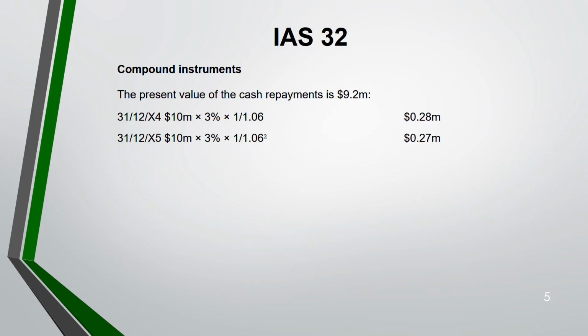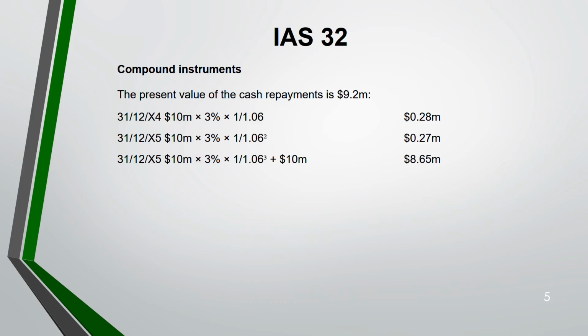Then for 31st December 2005, same calculation, the whole thing is 1 divided by 1.06 to the power 2, because this is for 2 years. And then for the third year, 10 into 3% into 1 divided by 1.06 to the power 3. But remember, this time you have to add another 10. Why is that? Because the principal amount you will pay at the end of the third year. By the third year, you are going to pay the interest plus the principal amount, which is 10 million. But in the first 2 years, that is 2004 and 5, you are only paying the interest. That's why we are taking only 3% of 10 million.